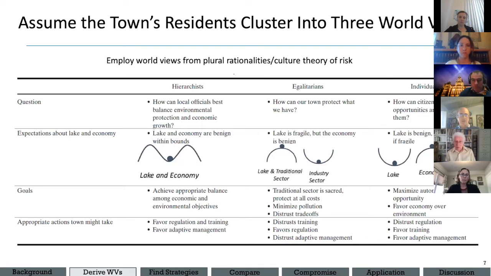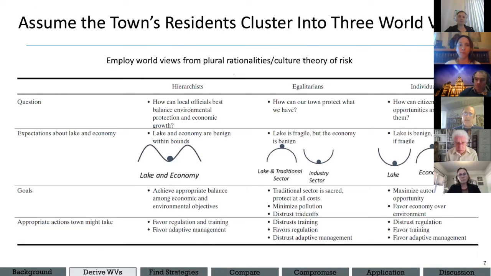sort of classic utilitarian. They have different mental models in their heads with these classic pictorial diagrams of resilience or lack thereof. The hierarchists tend to see the lake and the economy as both resilient. The egalitarians, the economy is resilient, the lake less so. Inverse for the individualists. They have different goals that they're interested in, and then different views of what are acceptable means to pursue policy ends.